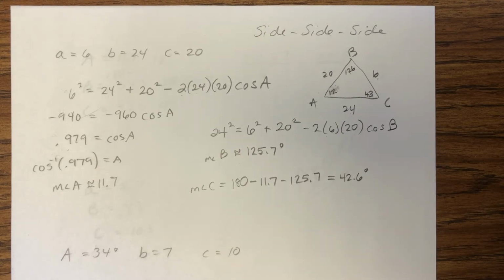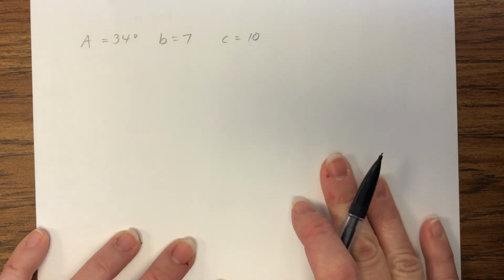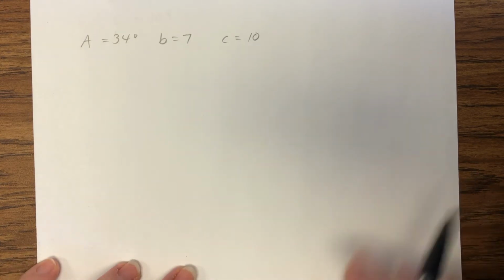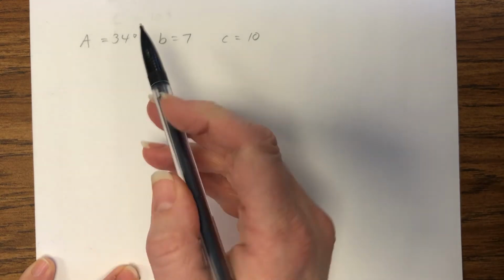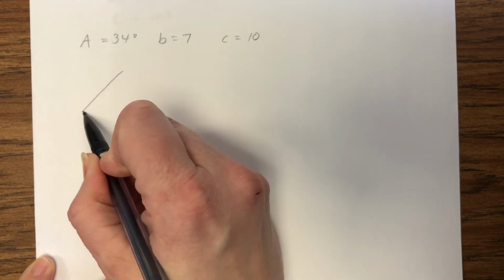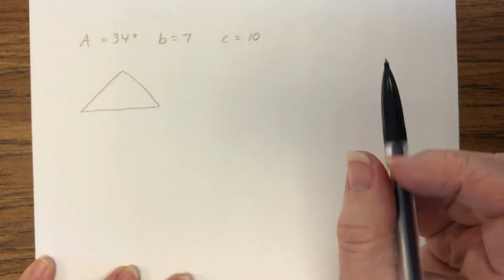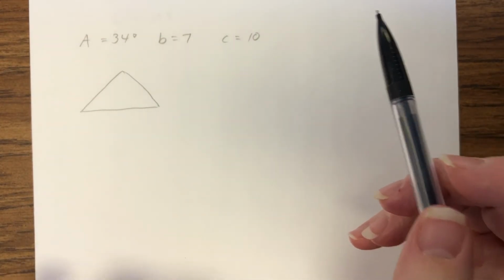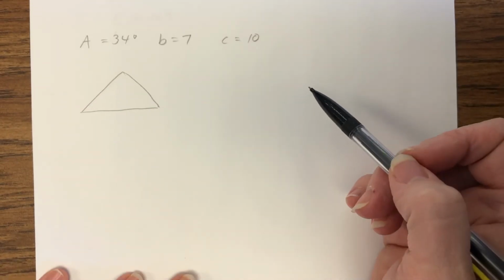Okay, here's one more. This isn't a side, side, side. This is a side, angle, side situation. So I'm going to draw my picture. Anytime that I get an angle, though, I'm going to force myself to draw this picture, because they're not going to tell you if it's side, side, side, or side, angle, side, or angle, angle, side. They're not going to tell you that. You have to figure that out.